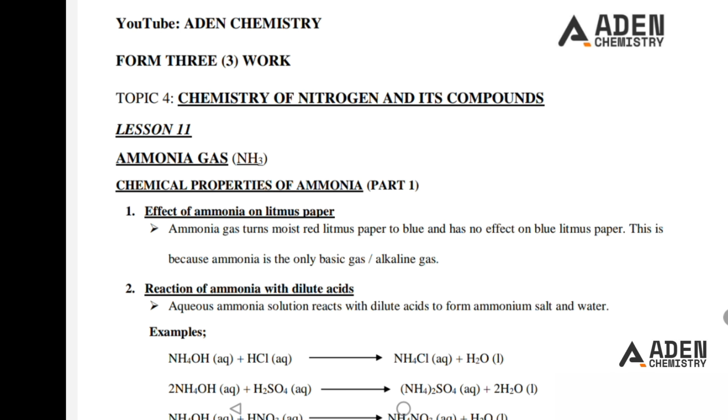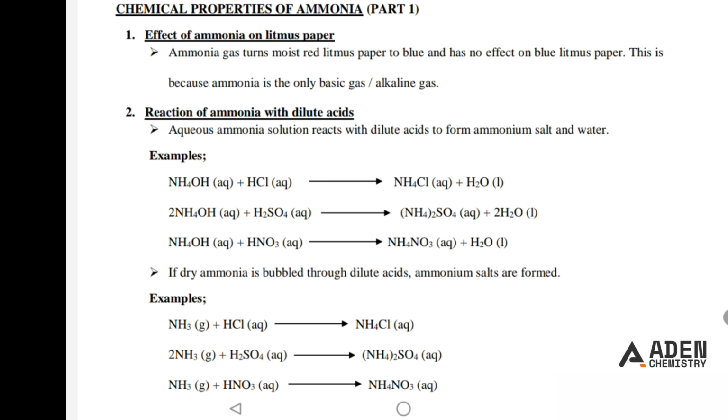Hello students, welcome. Previously, lesson 10, form 3, topic 4, we were dealing with the third part of ammonia gas, where we have done reaction of aqueous ammonia with metal ions or cations. So today, lesson 11, we will be proceeding to the fourth part of ammonia gas, where we are going to see the first part of the chemical properties of ammonia gas, and we are going to start with number 1.